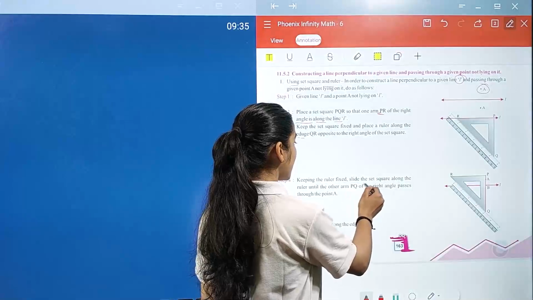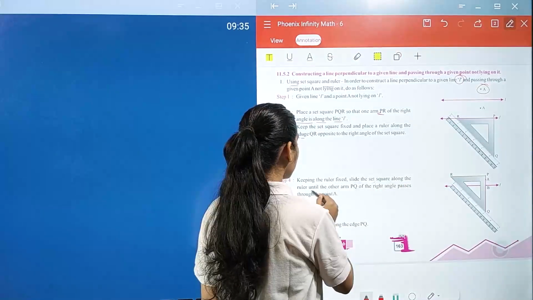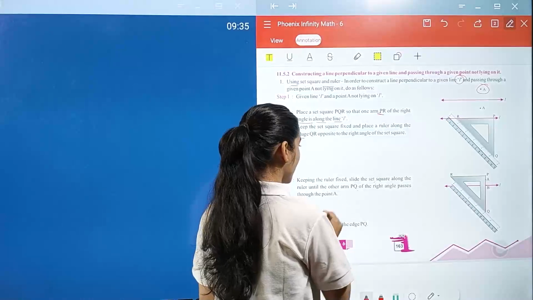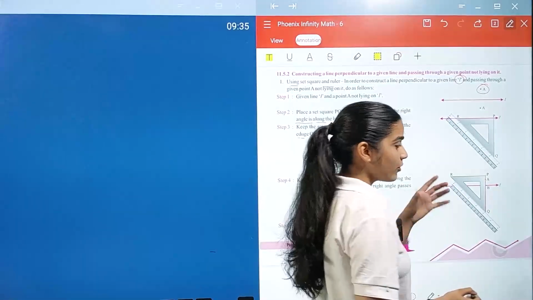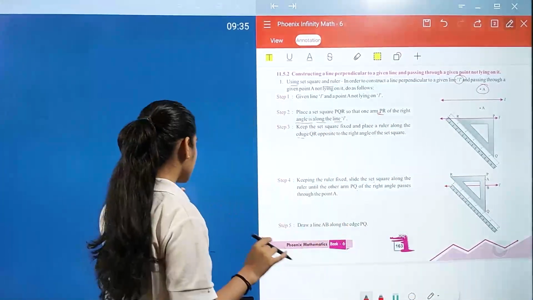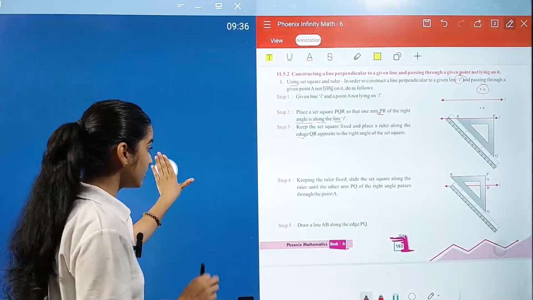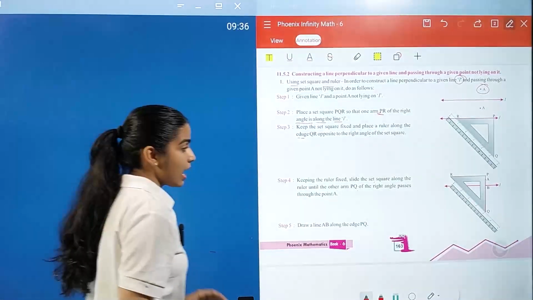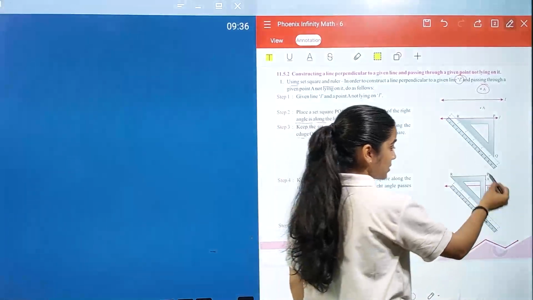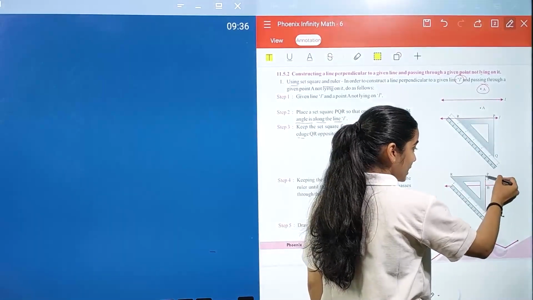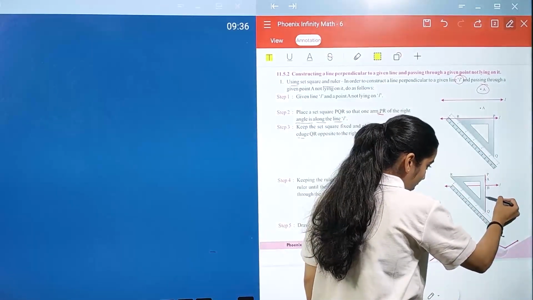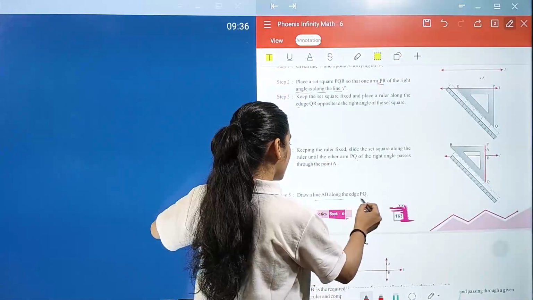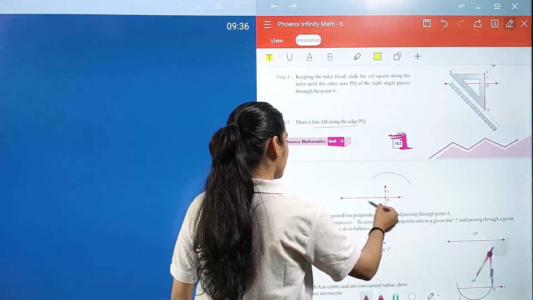Keeping the ruler fixed, slide the set square along the ruler until the other arm PQ of the right angle passes through the point A. For example, you have to use both your hands. Keep your ruler fixed here and move your set square towards the point A. After this, you observe that the set square has reached the point A. Now draw a line AB along the edge PQ, and here you have your perpendicular.